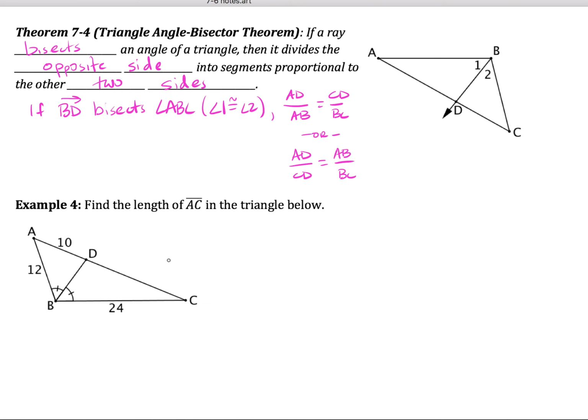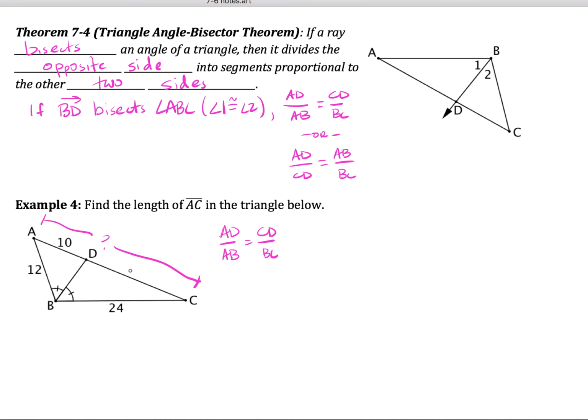So if we wanted to apply that in a problem down here in example 4, we would notice that segment BD has bisected angle ABC. We've got a couple of congruent angles right here and here. And so we know the triangle Angle-Bisector theorem will apply. What it will mean in this picture is that segment AD over segment AB would have to equal segment CD over segment BC. And what we're trying to find is the length of AC here.